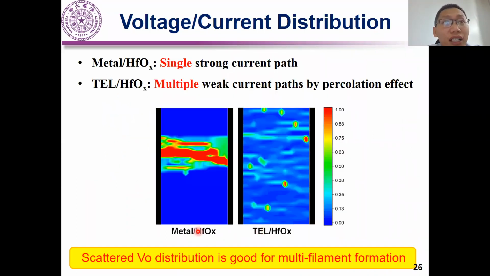These slides show the current path distribution of the two devices. Without TL, it is obvious that only a strong current path is formed. But with TL, there are many weak current paths formed by percolation effect. Each weak filament can contribute a little to the device conductance, and therefore results in controllable analog switching behavior during both set and reset process.